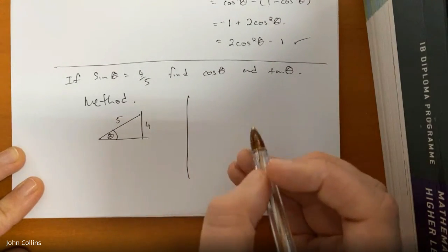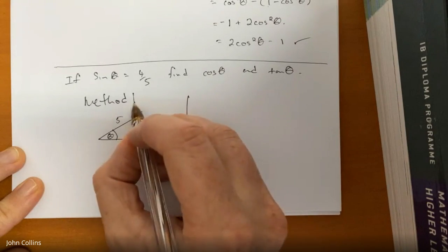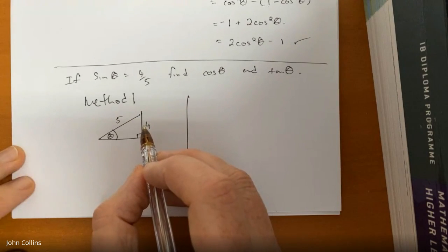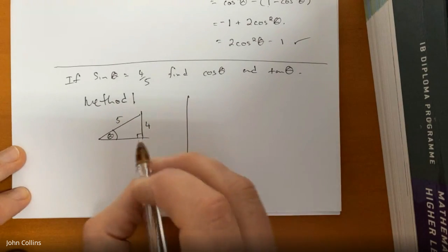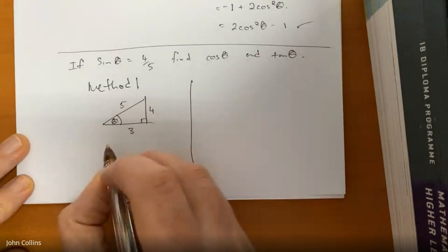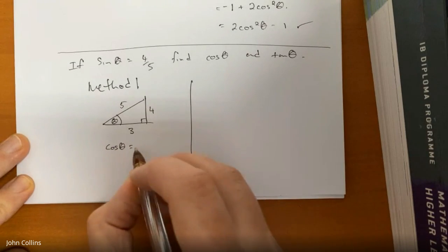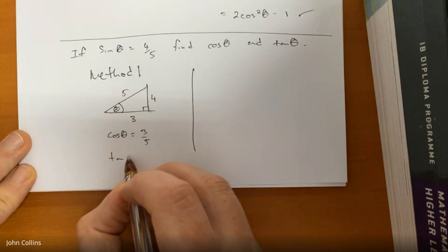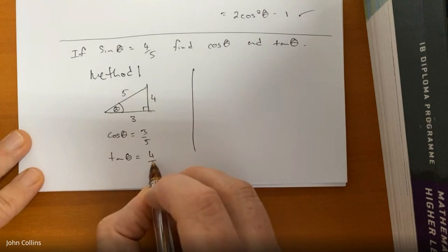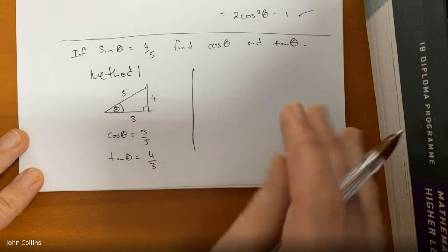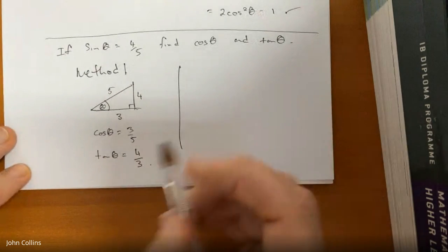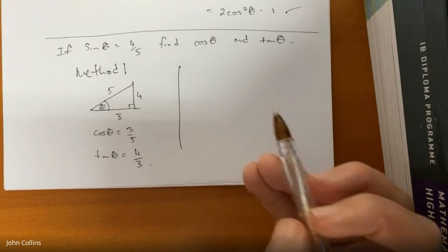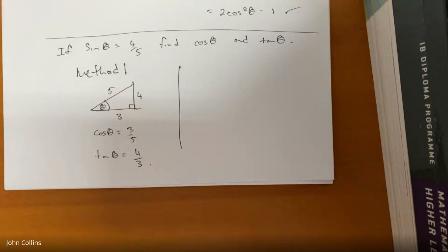As soon as you have that, you can use Pythagoras, can't you? That's method one. 5 squared minus 4 squared. So 25 take away 16 is 9, isn't it? So that's going to be 3. So therefore, cos theta is the adjacent side over 5, which is 3/5, and tan theta is 4/3.